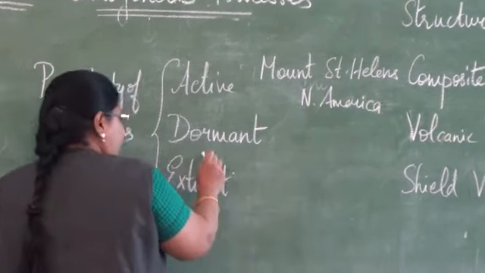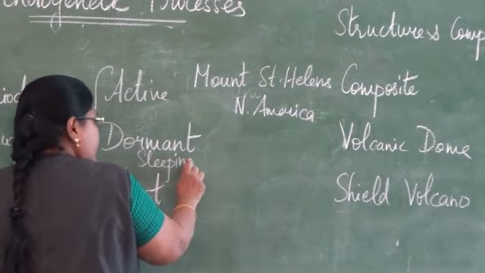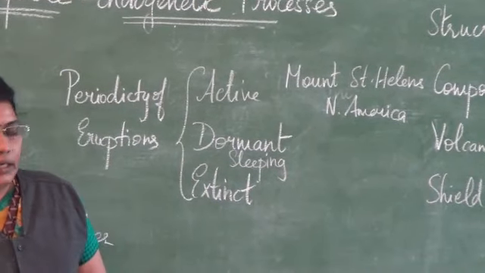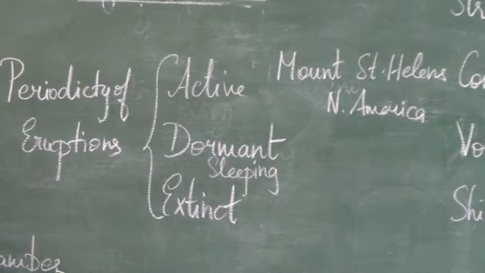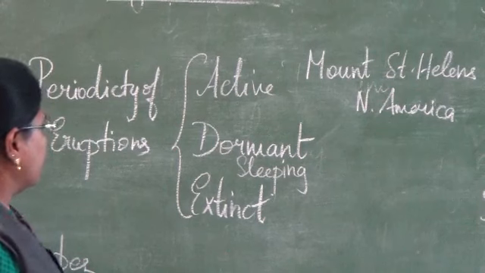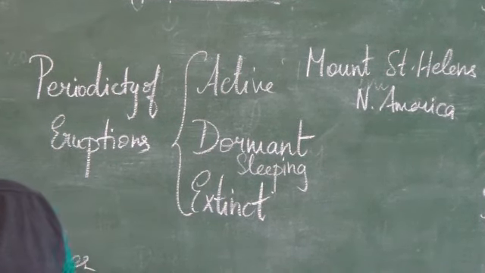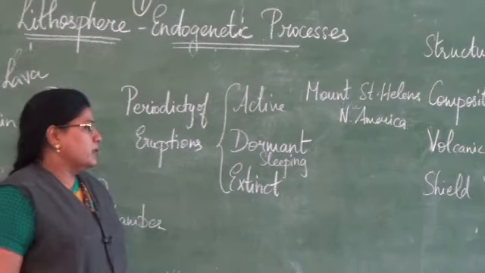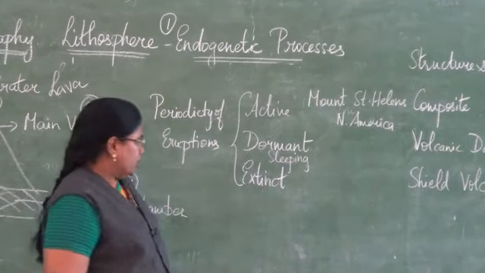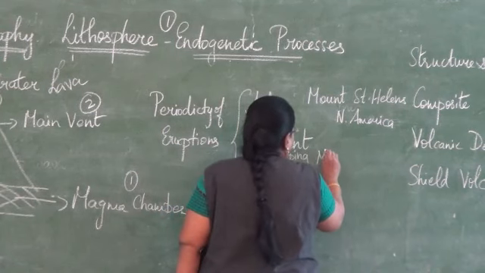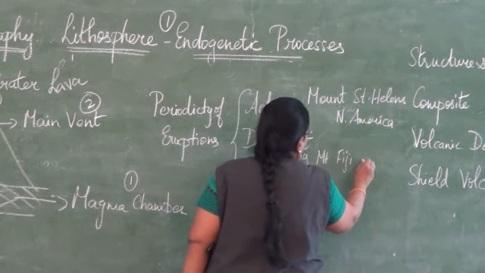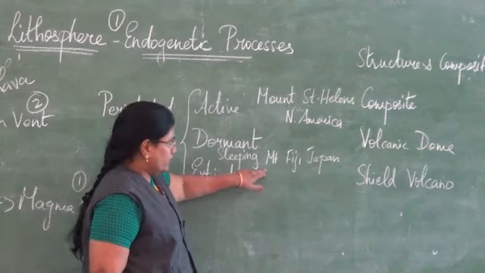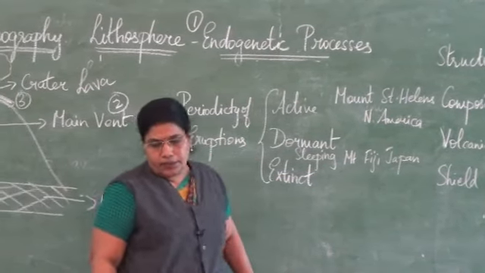Dormant volcanoes, otherwise called sleeping volcanoes, do not show any sign of volcanic activity for a long period of time. That is why they are called dormant, otherwise sleeping volcano. Sometimes there may be sudden eruptions that may cause unimaginable damage to life and property. For example, Mount Fuji in Japan. Sometimes they are active, most of the time they are dormant, otherwise sleeping.